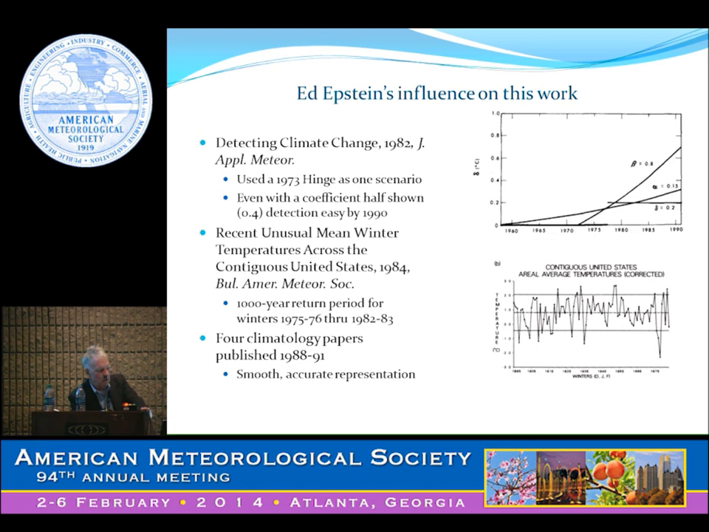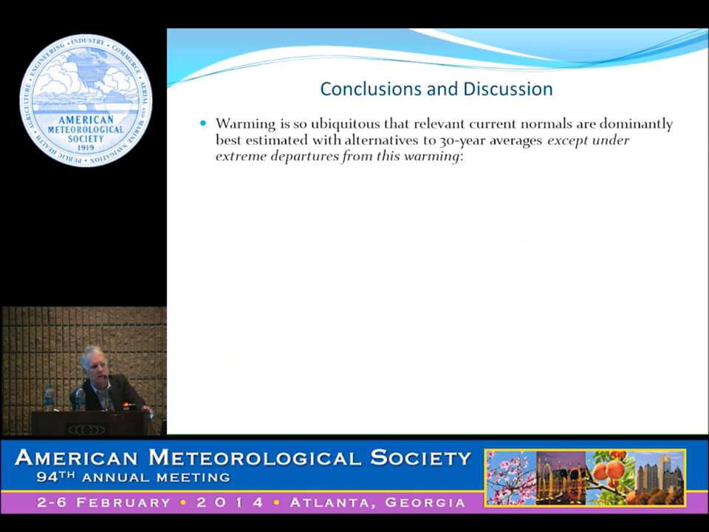And then lastly, the four published climatology papers that Dave Unger showed in his list emphasized the need, at least in the prediction problem, but far beyond that, to smoothly and well represent what the climate normals are. So that wraps it up. And I think I've gone a little bit over, and I apologize for that.